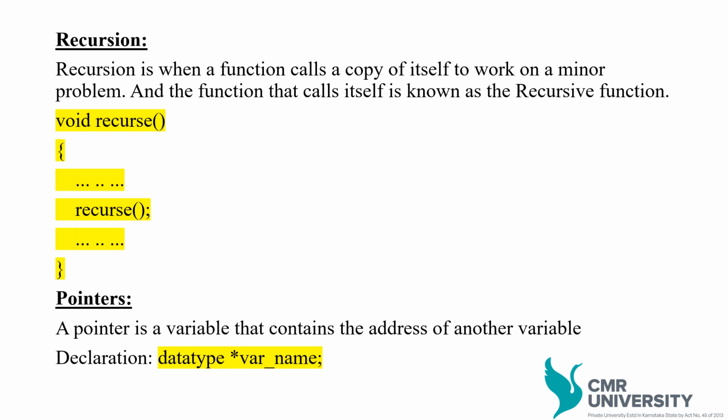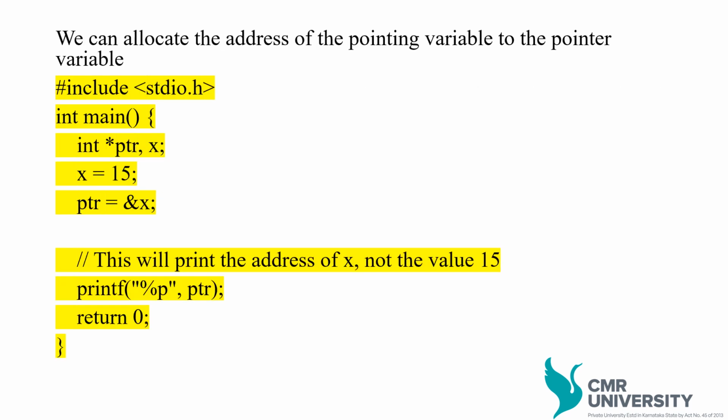And we'll be having pointers. A pointer is a variable that contains the address of another variable, and the declaration or syntax for it is the data type followed by the variable name, and we can assign the address of the pointed variable to the pointer variable. We can study it with the example here. We use ptr, which means pointer, followed by the data type and variable name. We can see it here and here.